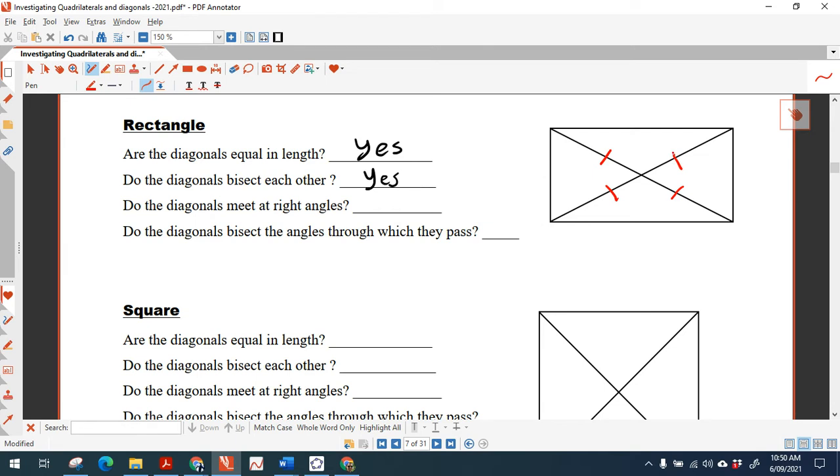Now I'm not going to put double dashes because the diagonals are actually the same length, which means each half of each diagonal is the same length. So we'll leave that there as is.